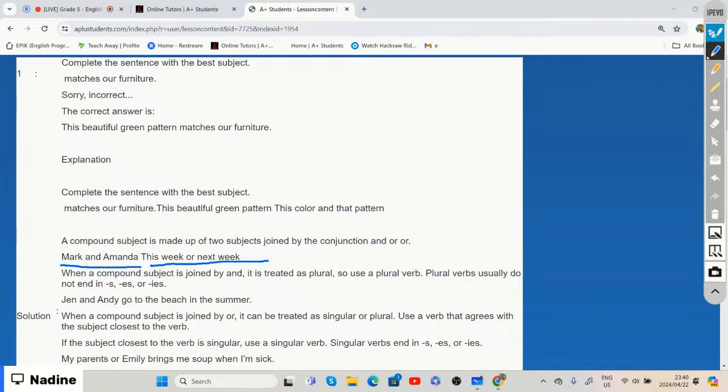then it means that it is a plural subject that we're talking about, which means that if it is plural, then we need to use a plural verb where we don't add an S, ES, or IES, right? But when the compound subject is joined by or, right, either or, it can be treated as singular or plural, right? So we use the verb that agrees with the subject closest to the verb.